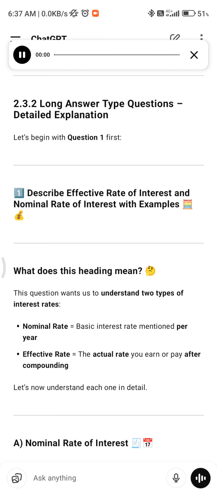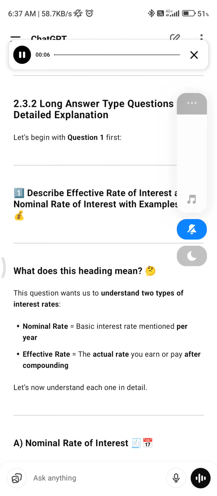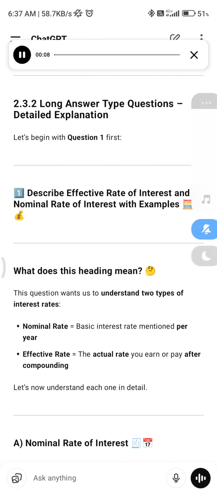Great. Let's start with your long answer questions from Module 2, Time Value of Money, in your Financial Management subject. I'll explain everything step by step with full emojis, simple examples, and real-life use in banking or SBI PO level interviews. 2.3.2, long answer type questions, detailed explanation. Let's begin with question 1 first.